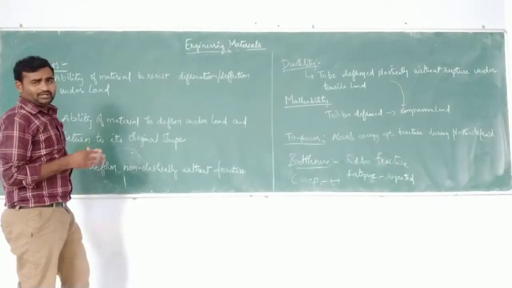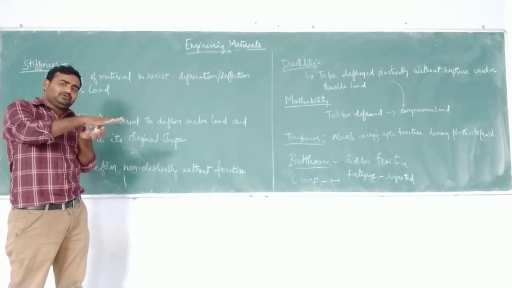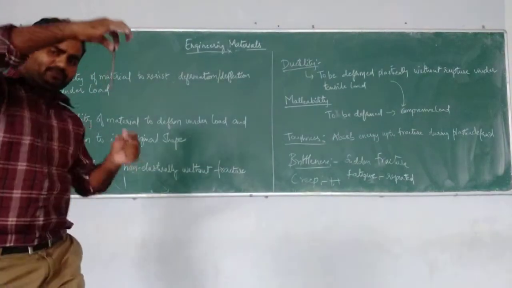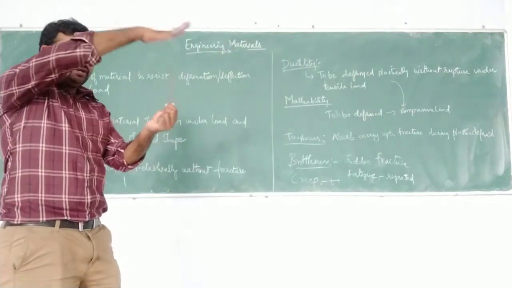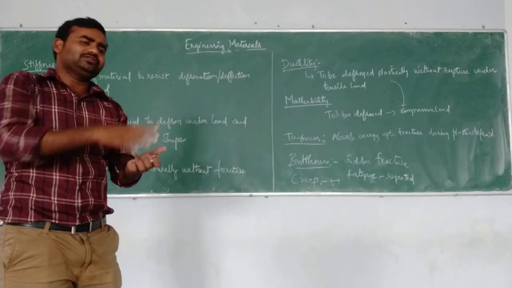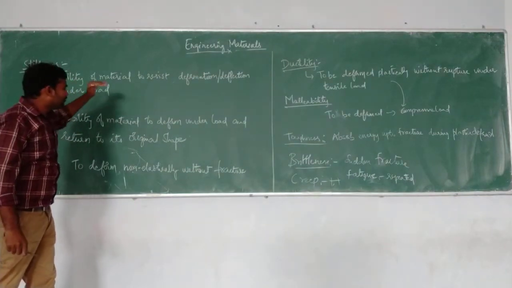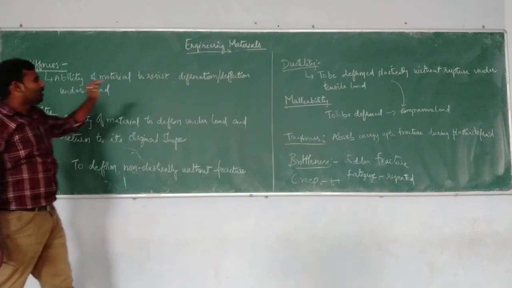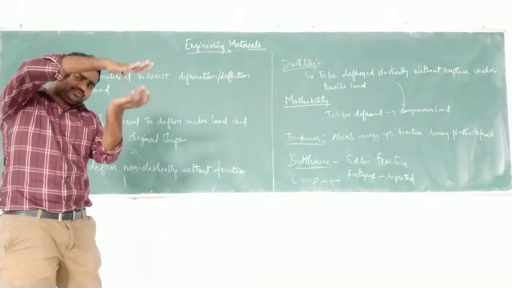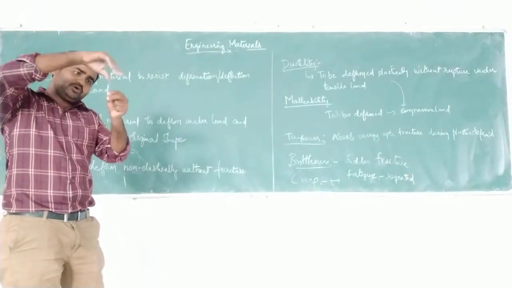See, strength means the ability of the material to resist the applied load. Let us assume there is one iron rod and we are applying a load; how much it is resisting is called strength. Then, what about stiffness? Stiffness means the ability of the material to resist deformation or deflection under load. Strength means it should resist the load only, but stiffness means even after applying the load, it should not deform.